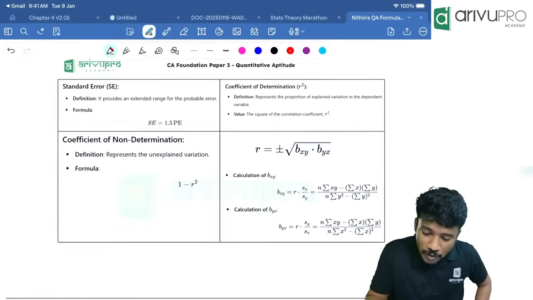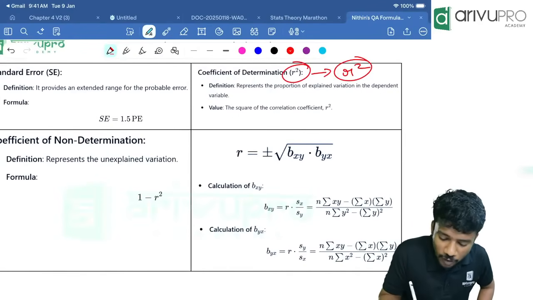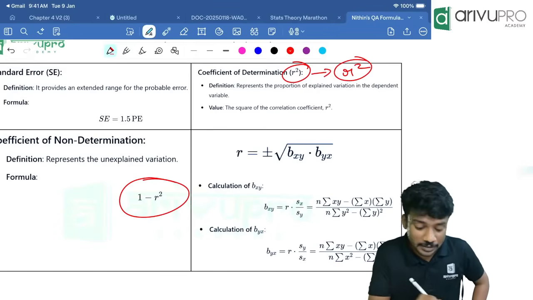Now coming to coefficient of determination. Coefficient of determination is r square. Coefficient of non-determination is 1 minus r square.